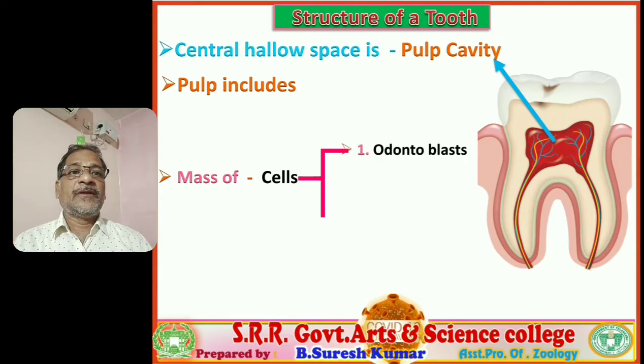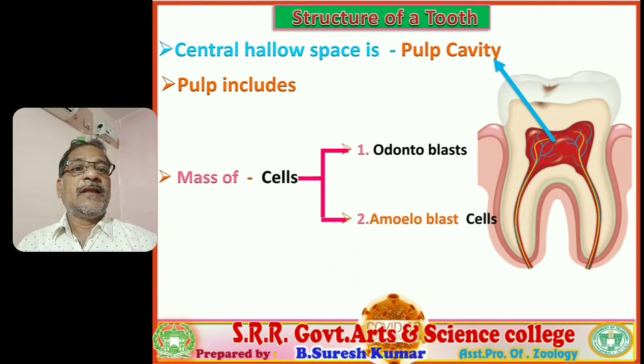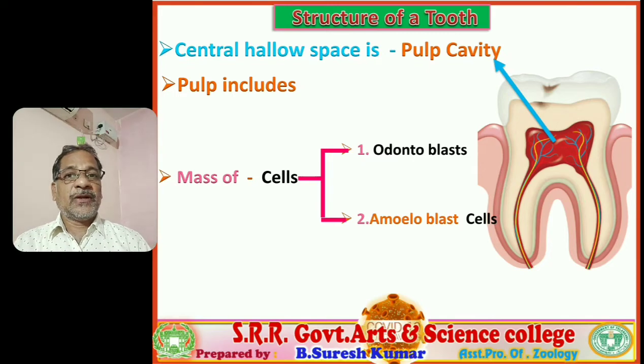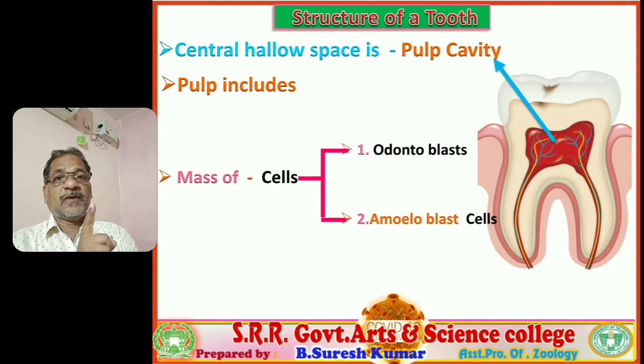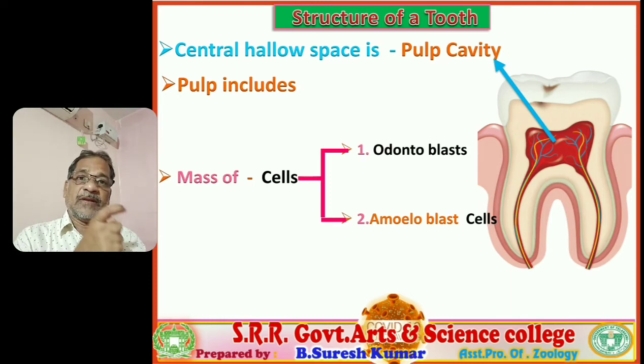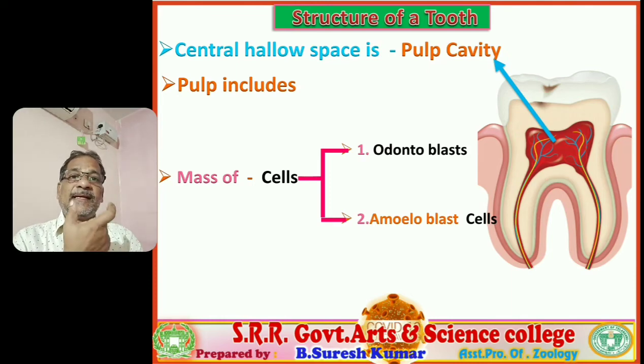First one, odontoblast. Already we discussed odontoblast that secretes dentin substance. So odontoblast is one variant of cell, and another variant of cell is ameloblast cells. Both odontoblasts and ameloblasts are seated in the pulp cavity. Remember, the cells of teeth, asked in entrance examination: the cells of teeth are two variants. One is odontoblast cell and another one is ameloblast cells. Now both are seated in the pulp cavity. Odontoblast constructs dentin and ameloblast constructs the enamel layer.